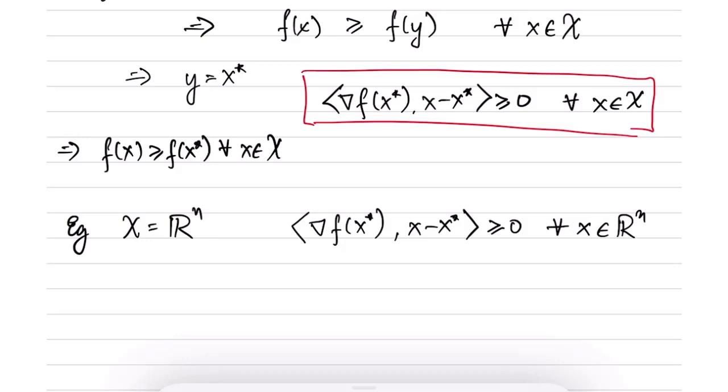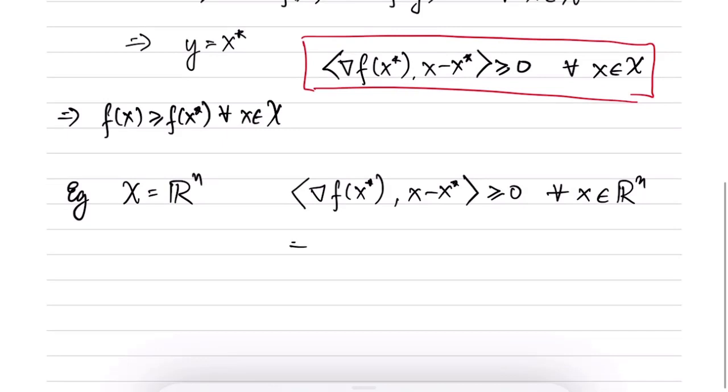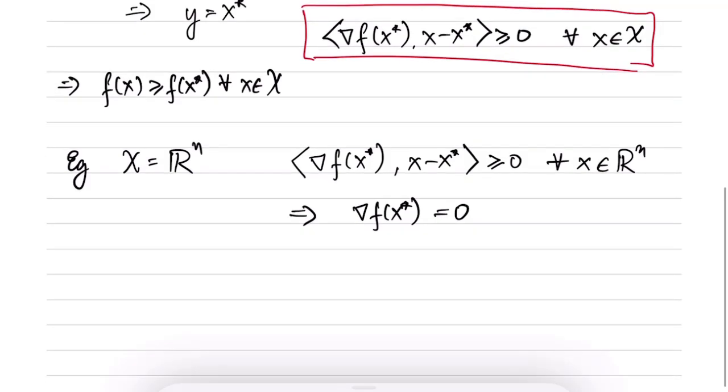So in general, this is not possible, and in fact this implies that gradient f of x star is equal to 0. So only if gradient f of x star is equal to 0 is it possible that an arbitrary vector is always acute. So it's not possible. It's only possible if one of these vectors is 0 always, right? So this is the optimality condition for the unconstrained case.